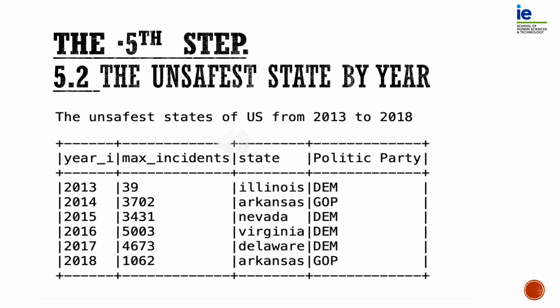In my second analytics, I found the most dangerous state by year according to the number of incidents, and I also made the connection with the ruling political parties those years to get some more insights into whether there might be an influence of the liberal political programs of those parties on this situation. Looking at our results, we can see that states like Illinois, Arkansas, Nevada, Virginia, Delaware, and Arkansas again are the most unsafe states during those years.